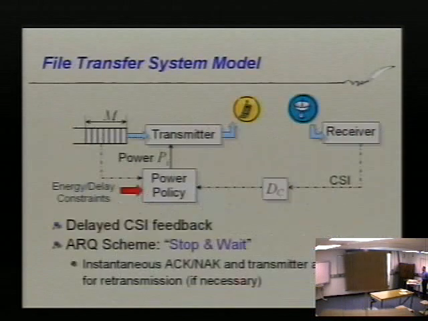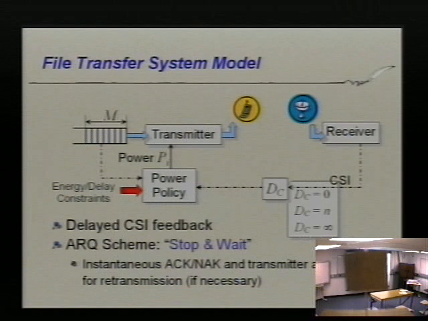As I said, we assume there is DC time unit delay in the channel state information feedback channel. If DC equals 0, the transmitter has instantaneous perfect channel state information before we transmit this packet. If DC equals some positive number n, the transmitter just has the channel state information n slots back. We use DC equals infinity to denote that the transmitter does not have channel state information at all.